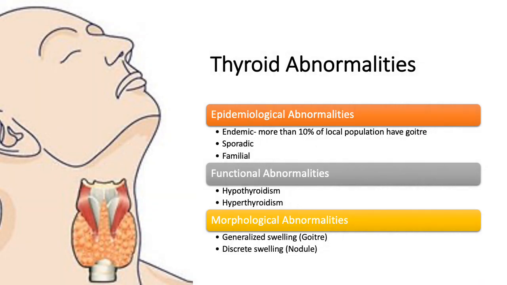As we discussed earlier, we are concentrating on three kinds of abnormalities of thyroid. They are epidemiological abnormalities, functional abnormalities, and morphological abnormalities. In this lecture, we will concentrate on the functional abnormalities of the thyroid.